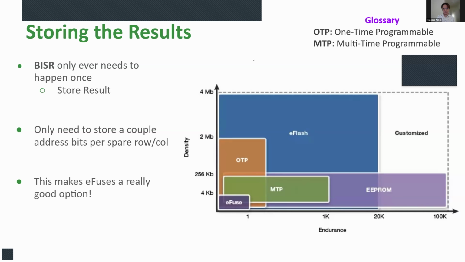Now, what the heck is an eFuse? Well, you can see from this chart, it can only be written one time, and it's pretty low density at like maybe 4 kilobytes or less. But that's okay because we don't really need that much information to store. We just need one offset per kind of spare that we're going to get. So not a lot of bits to store to make this happen.